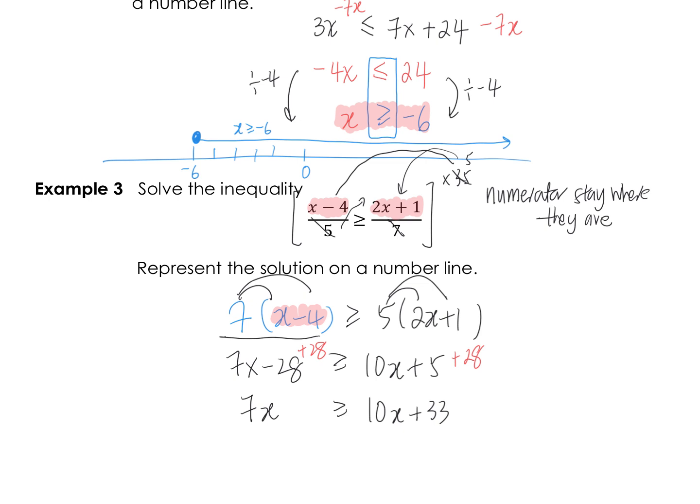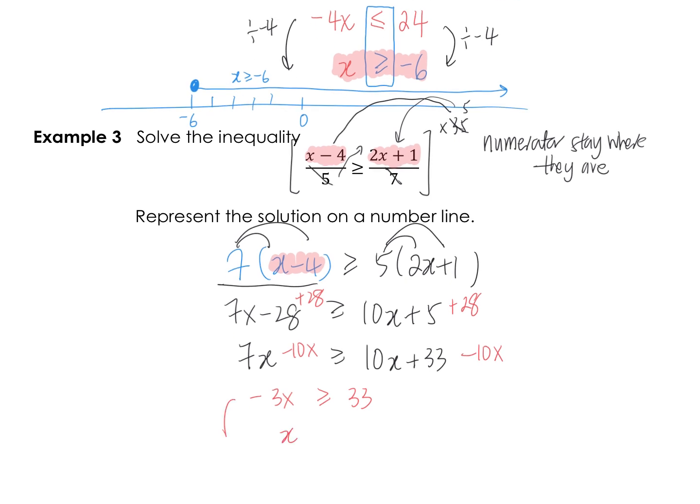Okay, and then this one is subtracting 10x on both sides. Then you get a negative 3x. Right? So if you divide by negative 3, that is where you need to switch your sign. When you divide by a negative number, the direction of your sign changes. So this is your answer. So this is the only part you need to be careful.